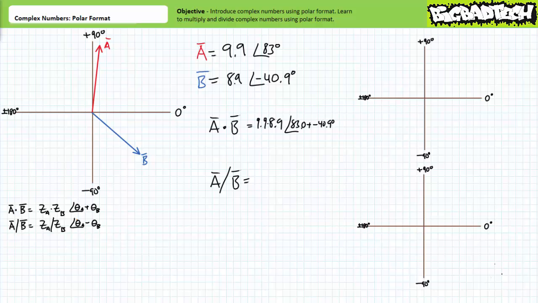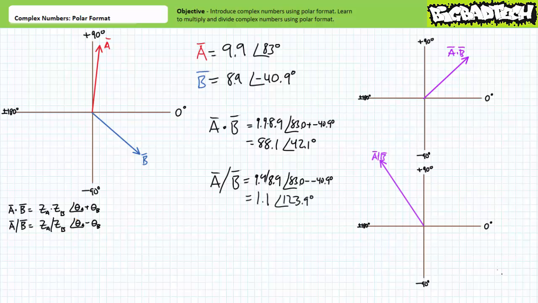When we multiply A times B, we multiply the magnitudes and add the angles taking into account the sign, to obtain the result of 88.1 at an angle of positive 42.1 degrees. If we're asked to perform the operation A divided by B, we divide the magnitudes and subtract the angles taking into account the sign, to obtain the value of 1.1 at an angle of 123.9 degrees. Again, note the results of multiplication and division necessitate the use of different scales because of the size of the resultant magnitude.